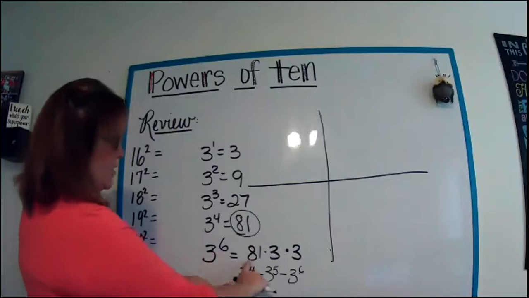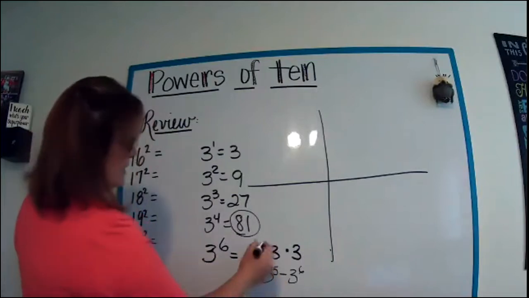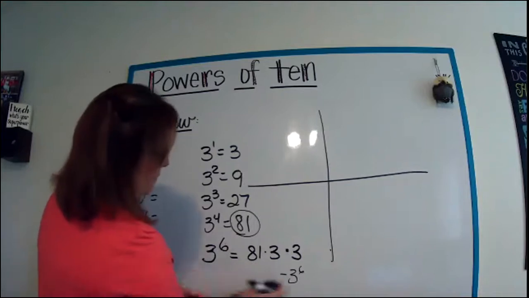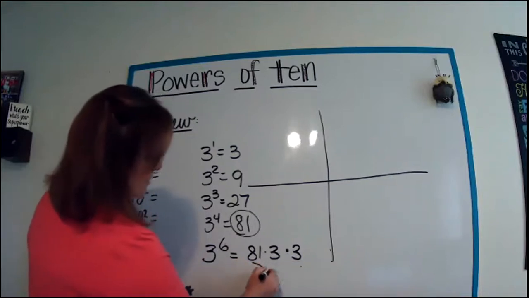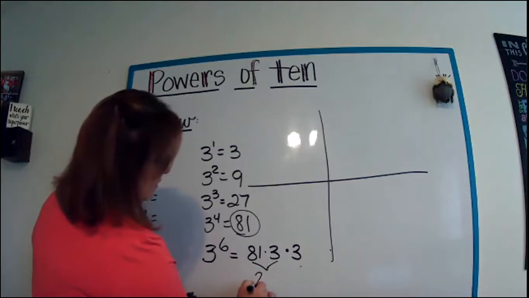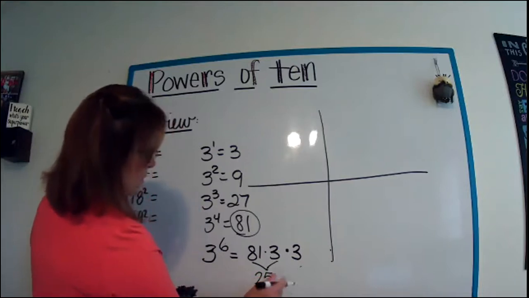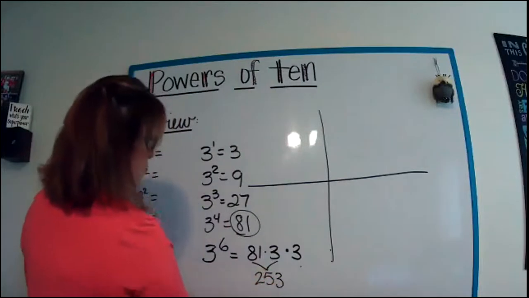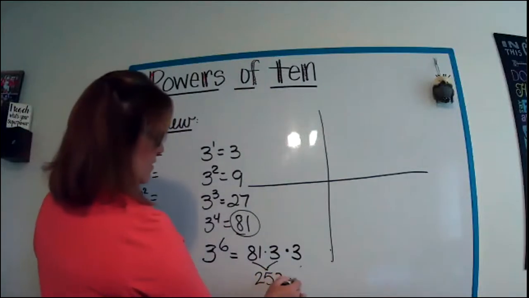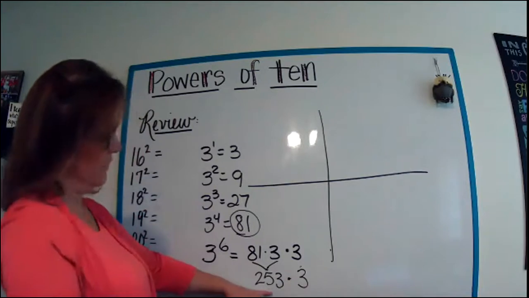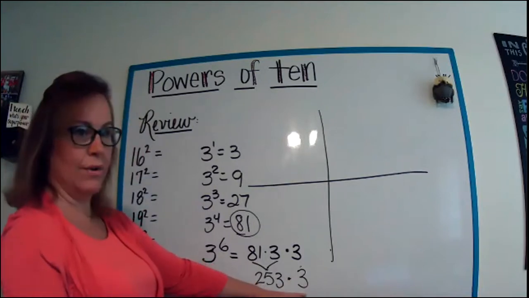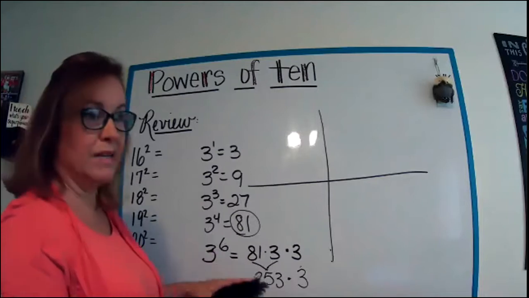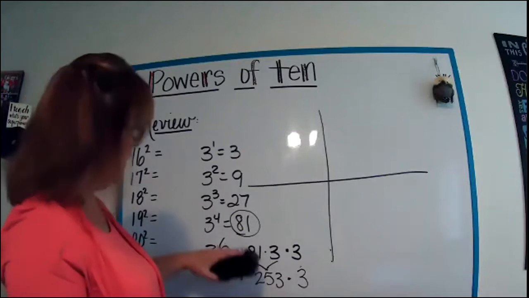So we know 81 times 3, that gave us 256, right? Yes? No, what was it? It was 253, sorry. Whew, coffee didn't kick in yet. I could take from here and then go times 3, because remember, exponents show repeated multiplication. It's not the right answer.